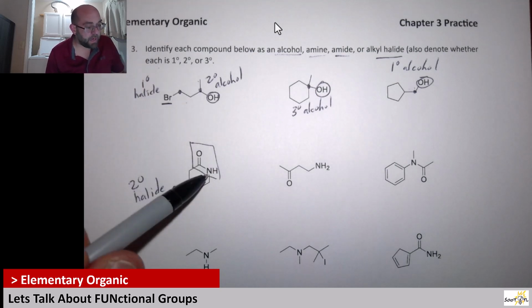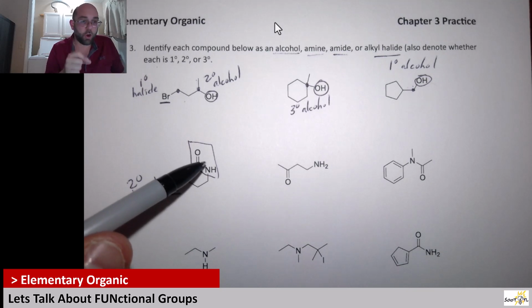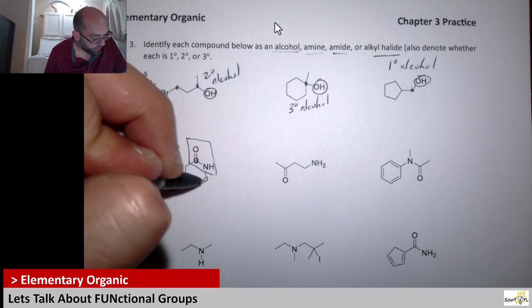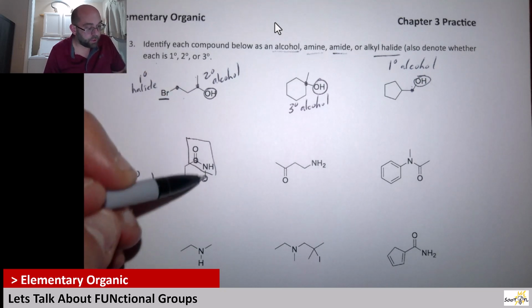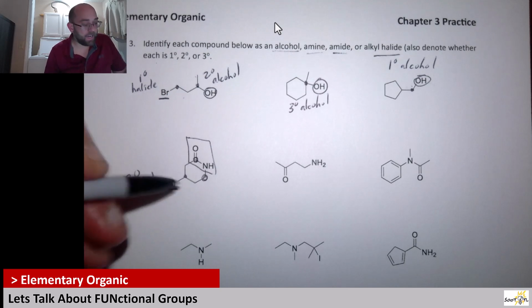Now for the amide, we do this a little different. You have to look at the nitrogen. How many carbons are bound to it? So if you notice, this has a carbon here and a carbon there. So because it's bound to 2 carbons, right, this is a secondary amide.